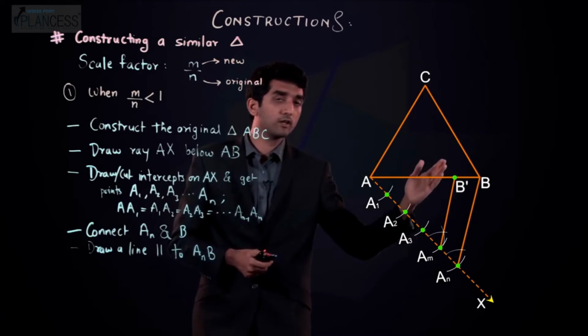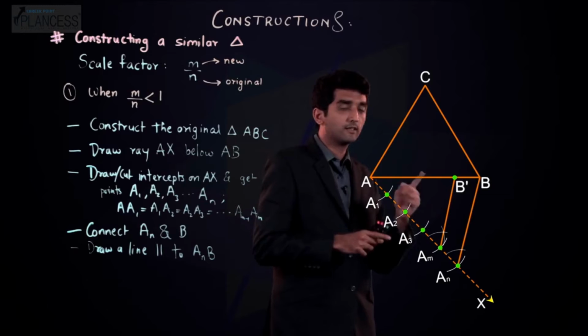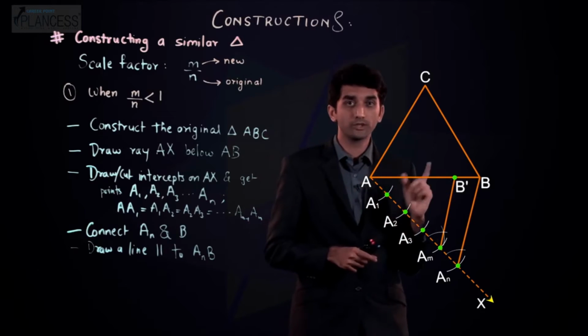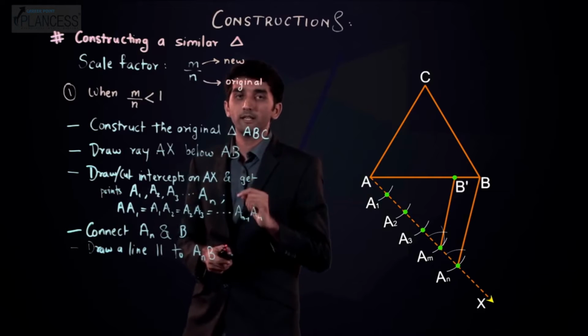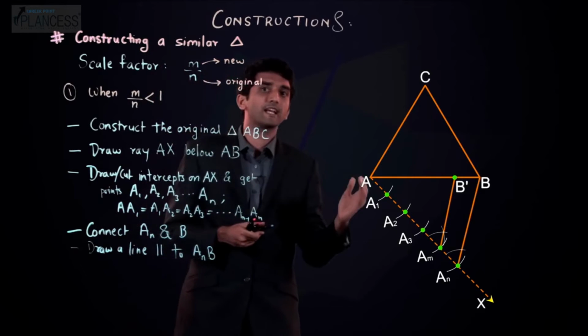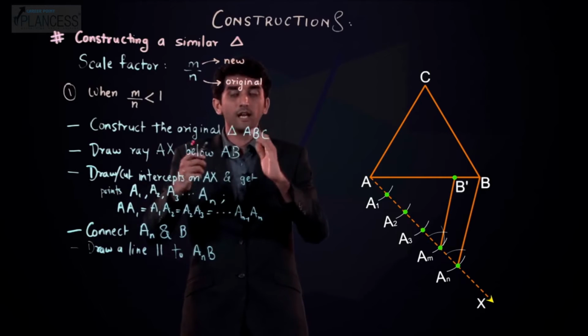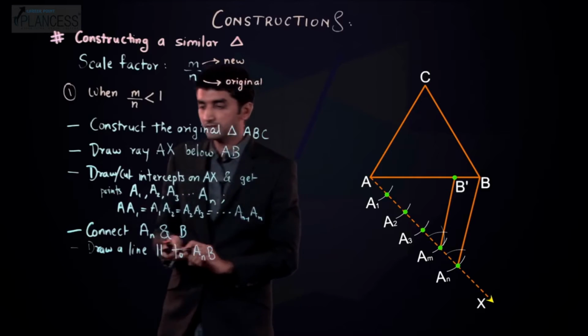So once we have got a parallel line, this parallel line will intersect the segment AB, which is one side of the triangle. So wherever it intersects, that point becomes the point B dash, which is the second point of the new triangle that we want to construct, B dash. So basically B dash is the second point.